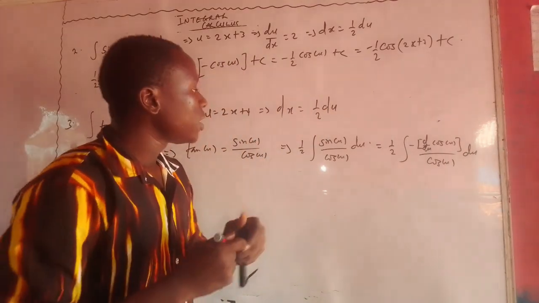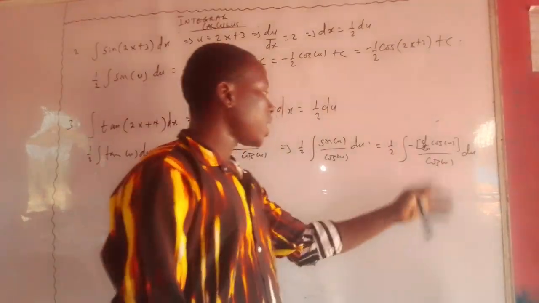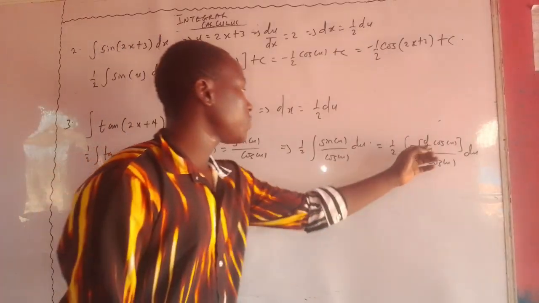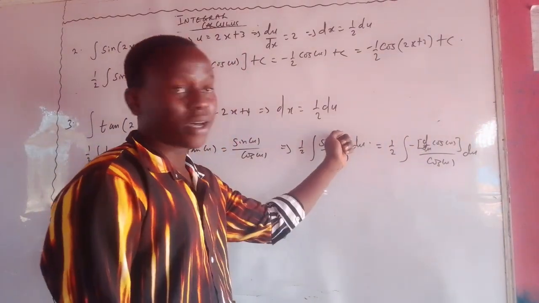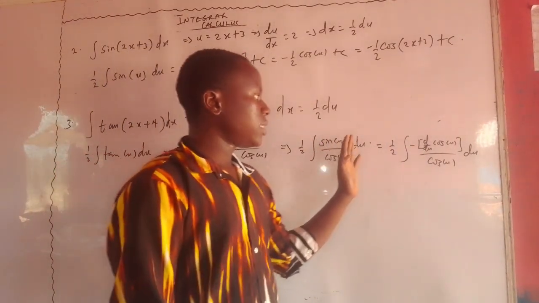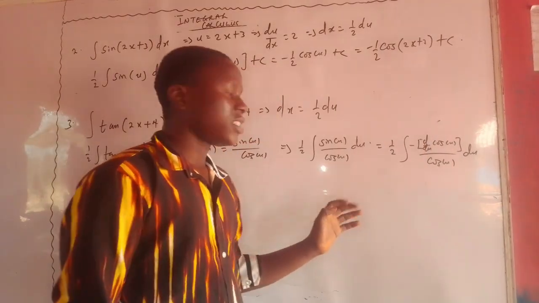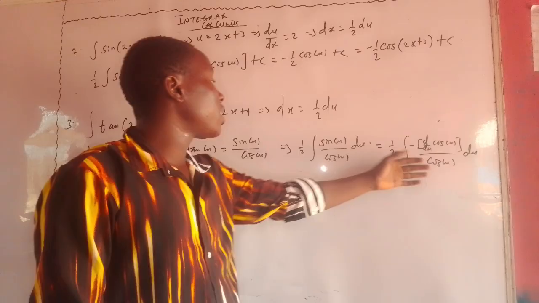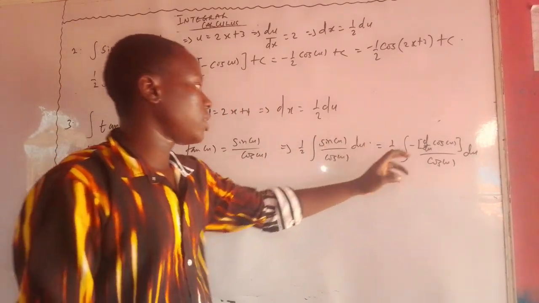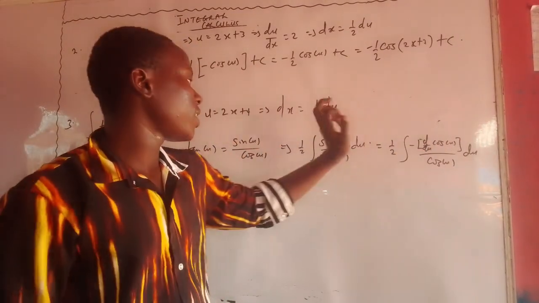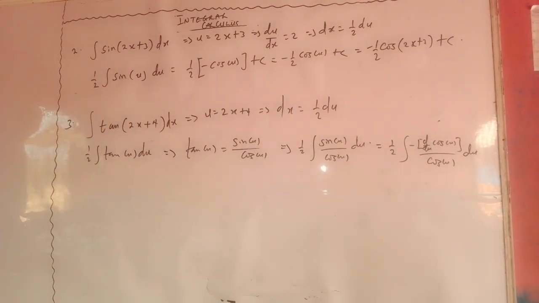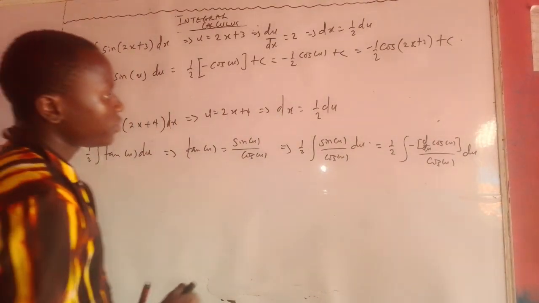Take note of that. If you differentiate cos u, we have negative sine u. The negative sine u multiplied by negative 1, we have back our sine u. So this is not changing anything. It's just a matter of manipulation. Are we getting it now? Alright, so let's move on.